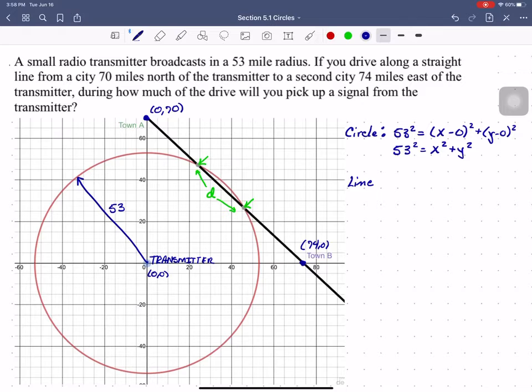So you might or might not remember, but there is an equation of a line. I'm using the point slope form, which says that y minus y1 is equal to the slope times x minus x1. This is the equation of a line that goes through the point x1, y1 and has slope m. So my slope m is the difference in y's divided by the difference in x's, which is negative 70 over 74, which simplifies to negative 35/37.